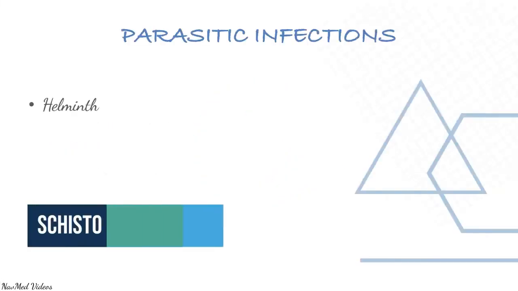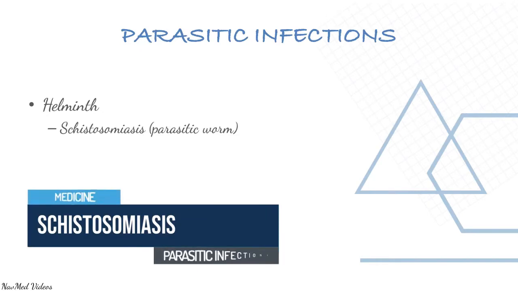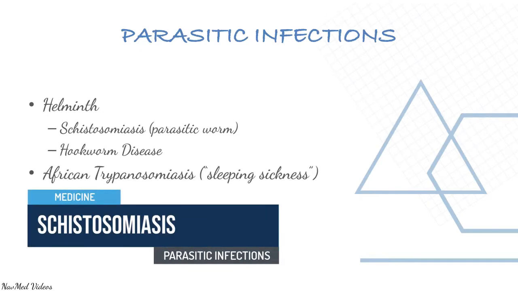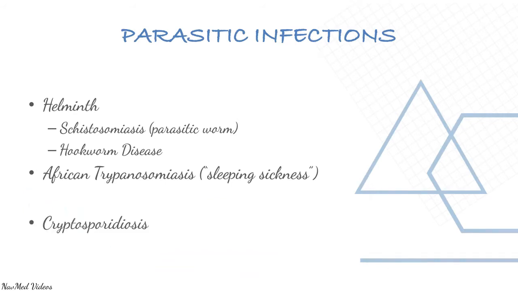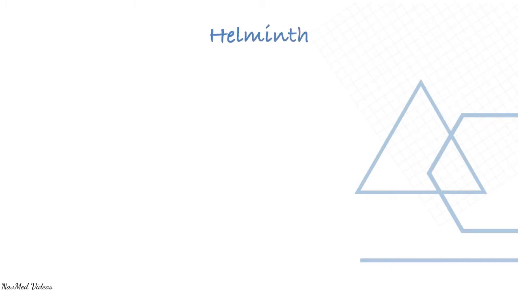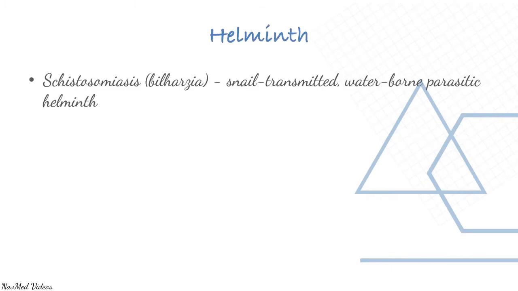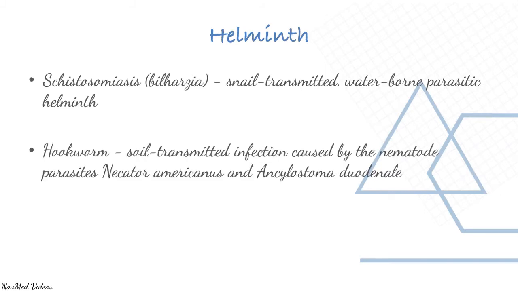Parasitic infections. We're looking at some of the common parasitic infections, which include ailments like Schistosomiasis, Hookworm disease, African Trypanosomiasis or sleeping sickness, Cryptosporidiasis.